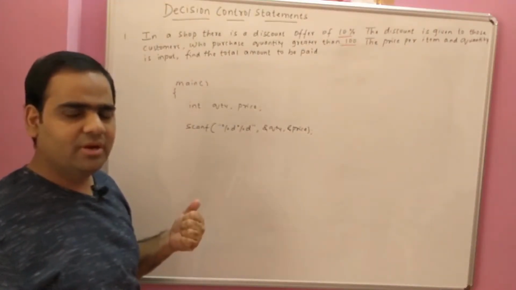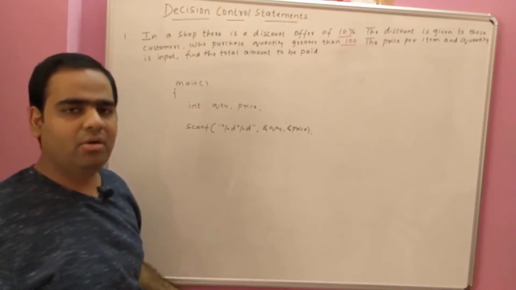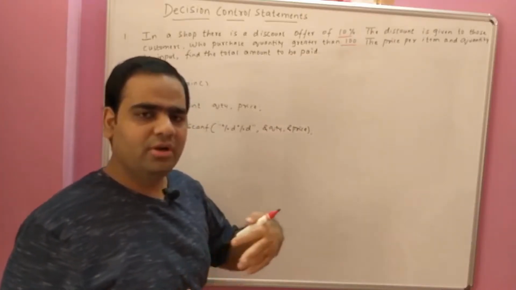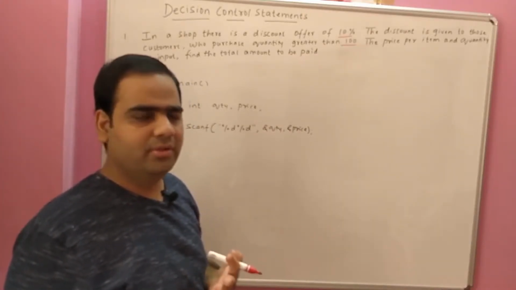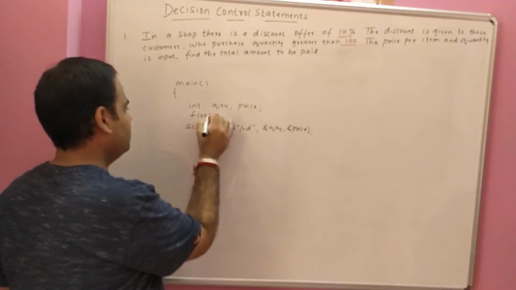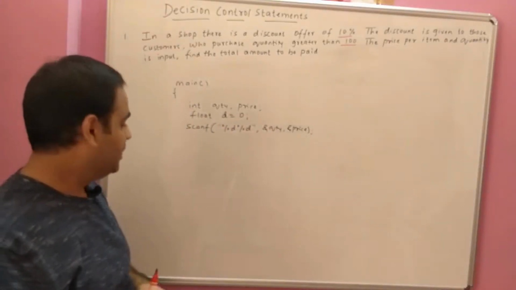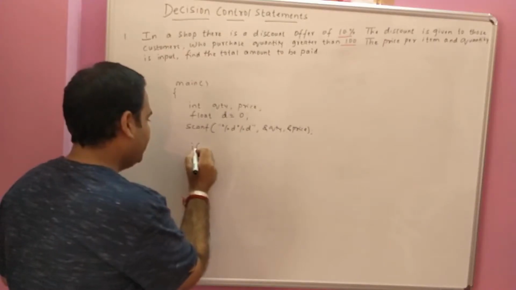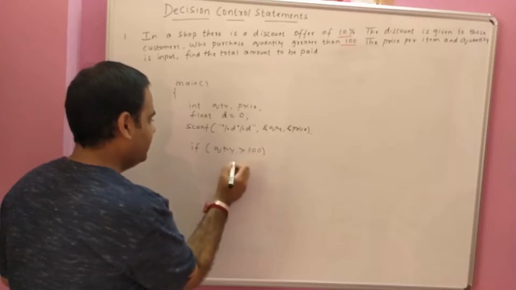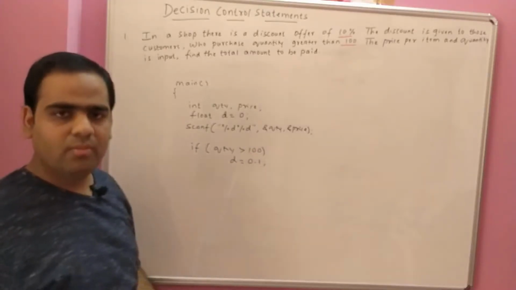But before we calculate the total, we need to be sure if the discount has to be applied or not. To begin with, what would be the discount? The discount would be 0% to begin with. Hence we write float discount d is equal to 0. That's 0%. If this quantity is greater than 100, then we say discount is equal to 10%, that is, discount is 0.1.